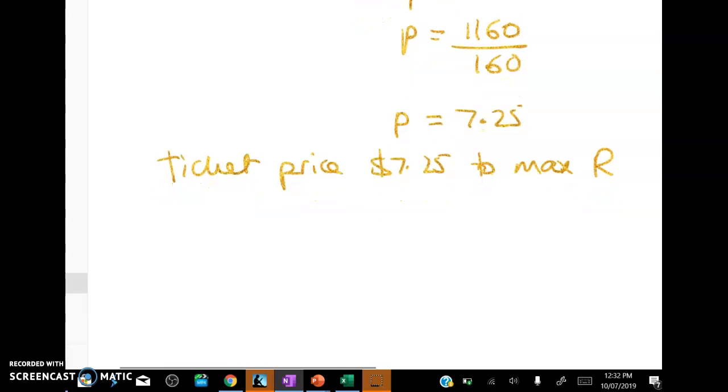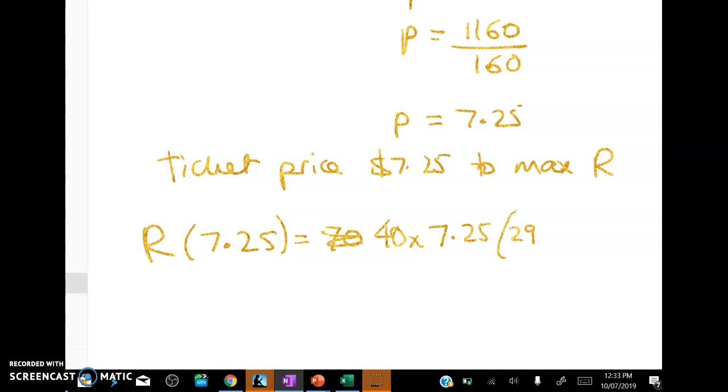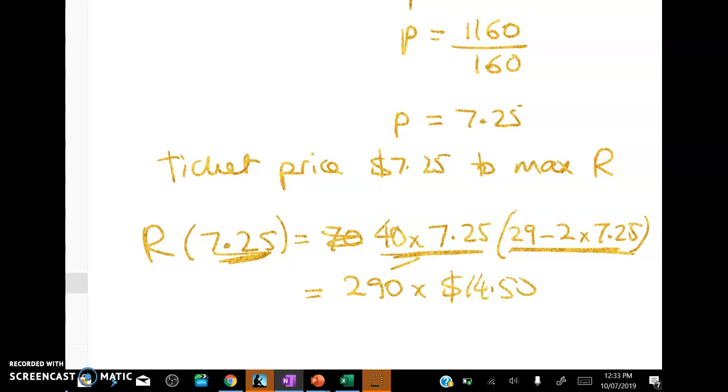And now we're going to substitute that back in. So R at $7.25 is equal to 40 times 7.25 times 29 minus 2 times 7.25. You could substitute this into our expanded out version, it won't make any difference. And that gives me 290 times 1450 for this bit in here. So this bit is the 290, this is the 1450, and that gives me maximum possible revenue of $4,205.